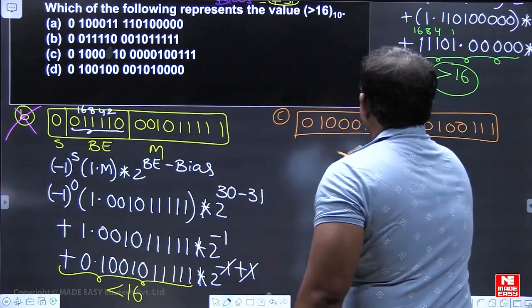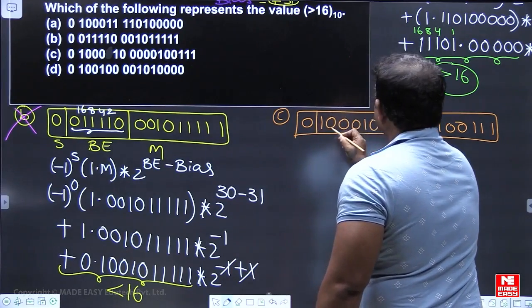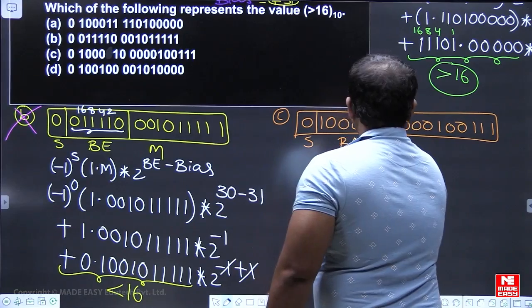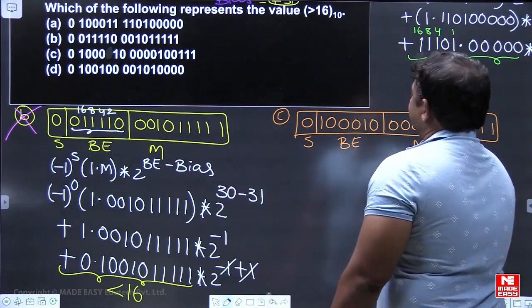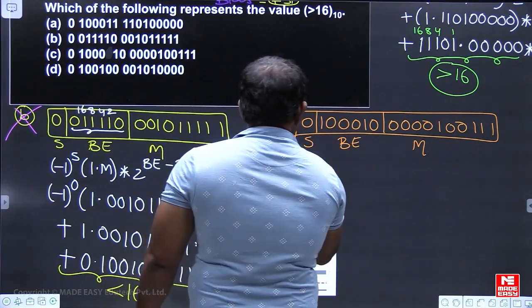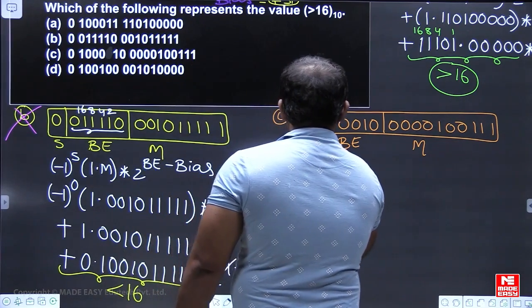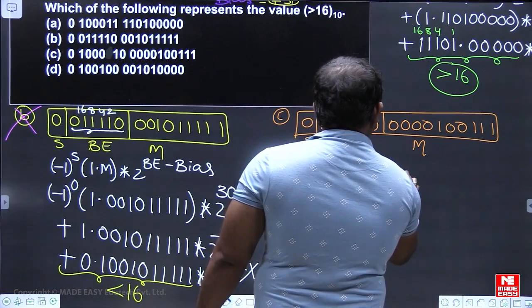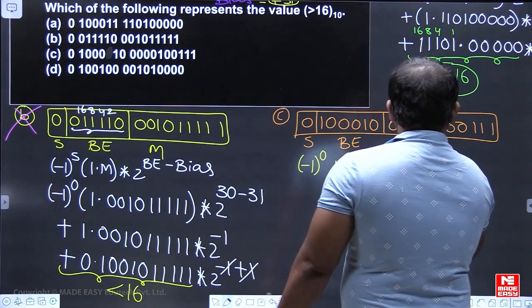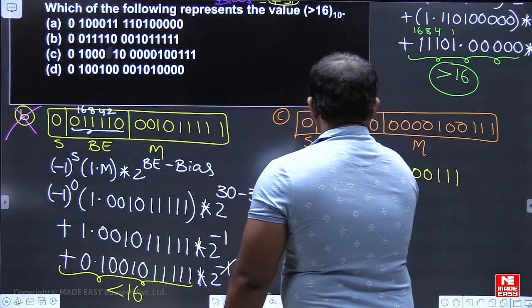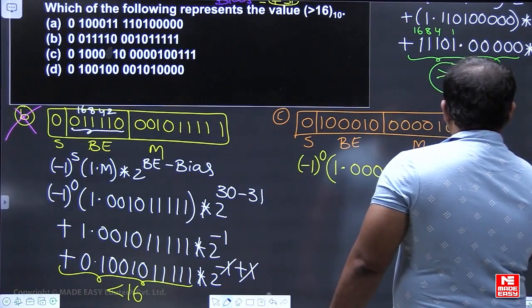Right? Fine. So now 1 bit sign and 6 bits BE, and the remaining bits are the mantissa, correct? So now the value, you know: minus 1 to the power of 0, 1.0000 1001111 into 2 to the power of BE.